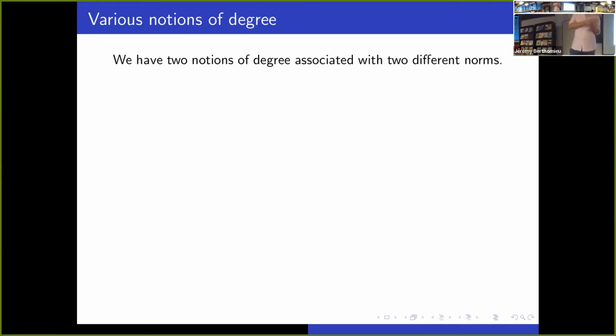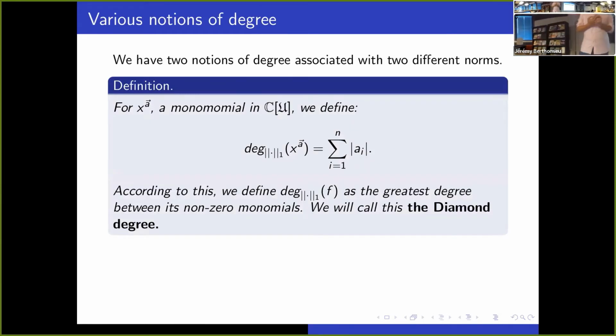We have 2 notions of degree associated with 2 different norms. I will explain the 2. The first one is the diamond degree. For a monomial x to the a in C[U], we say that the diamond degree of this monomial is equal to the sum over all absolute values of its terms. According to this, we say that the diamond degree of f, any polynomial, is the greatest degree between its non-zero monomials.